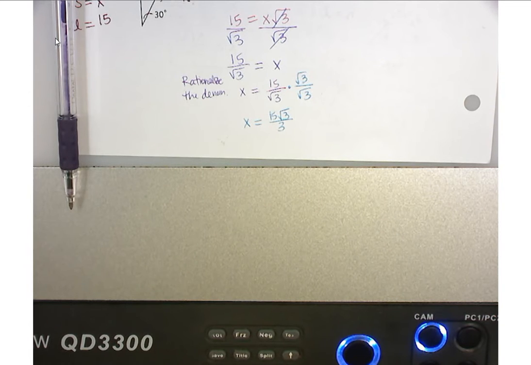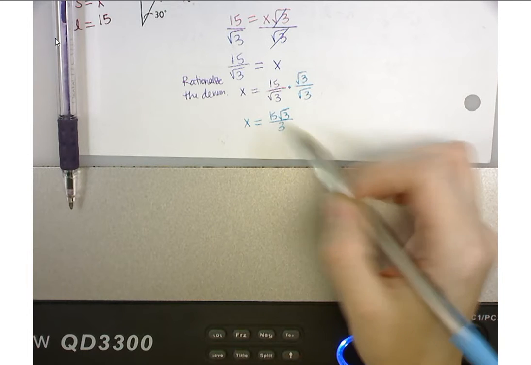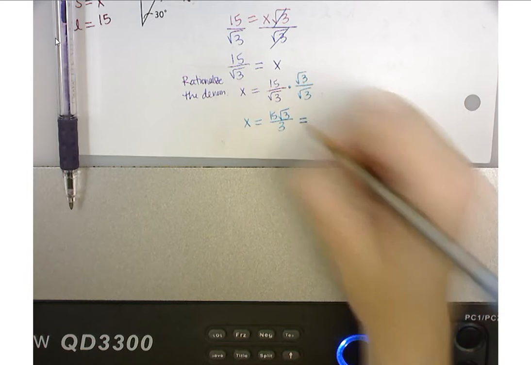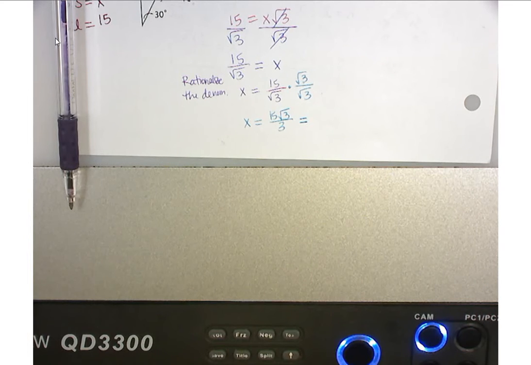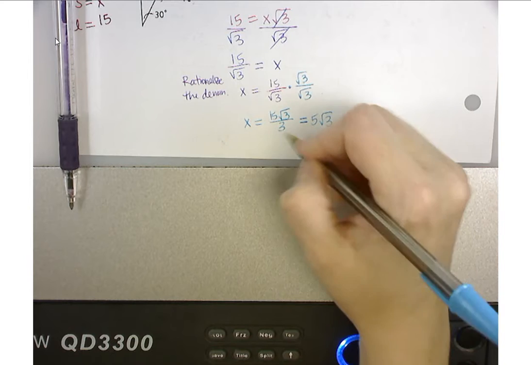Okay, and then once you get here, can you simplify? Yes. Alex Drumel-Smith, can you tell me why I can simplify this? Because 3 goes into 15. And they're both outside the radical. Yep, so 15 divided by 3 is 5, so I can leave this as 5 root 3. Okay, so that's going to be my x value.